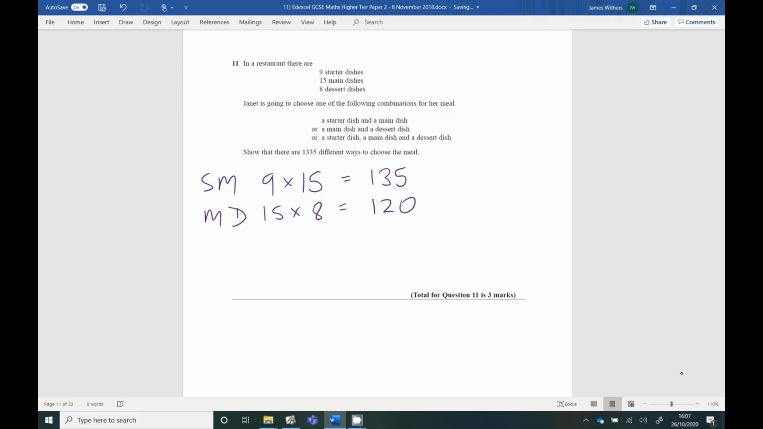And then finally, Janet may have a starter, a main and a dessert. So that's 9 times 15 times 8. So multiplying those together, we get 1080. So those are the various combinations. You add the three of those together and you get the 1335 different ways to choose the meal, which is what we had to show.